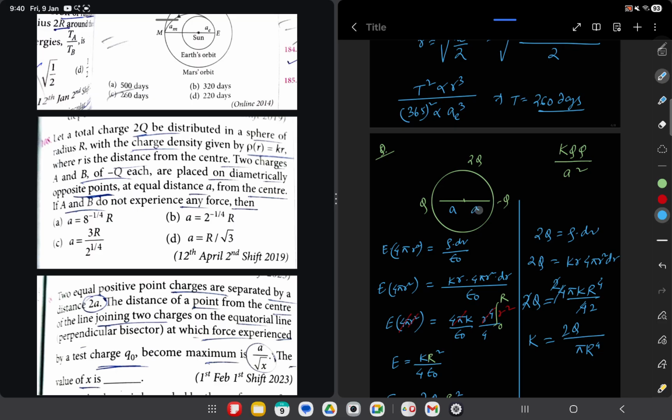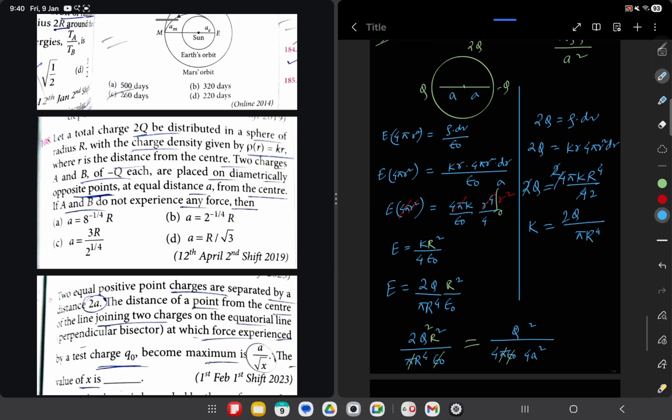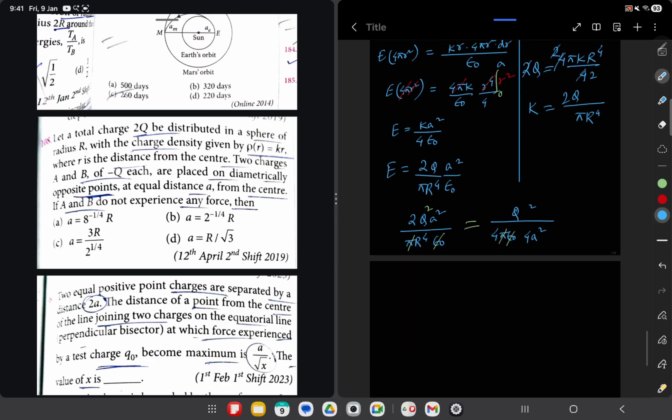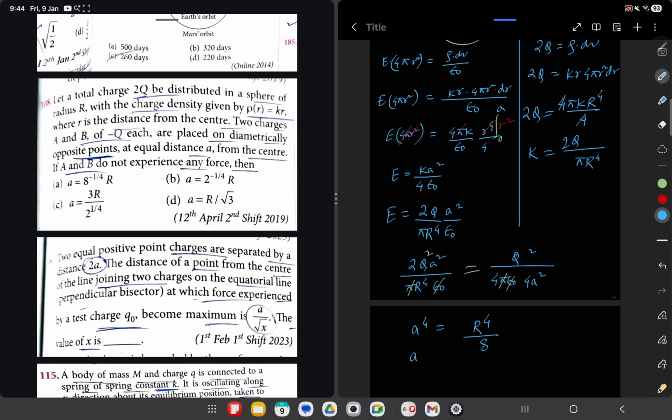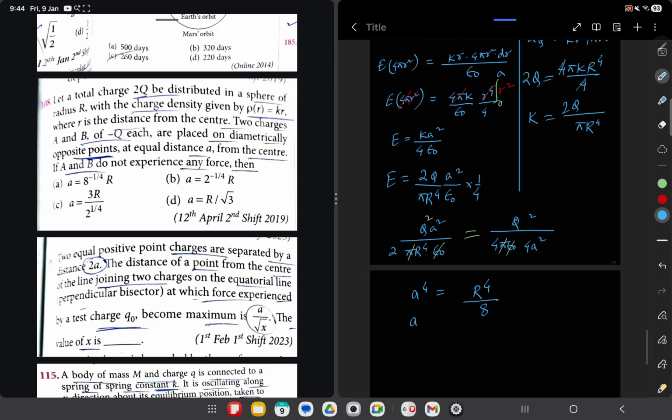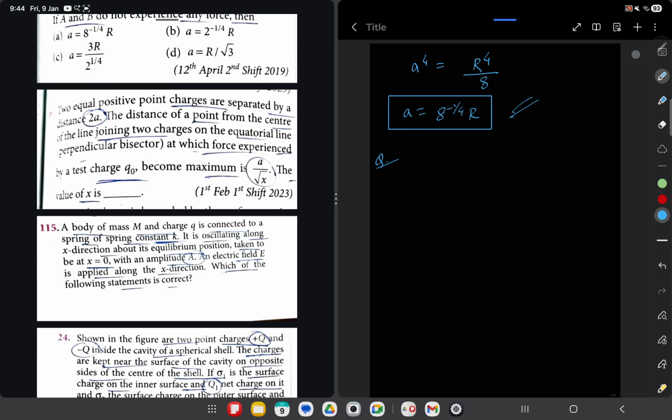Sorry, as it has been said that these are diametrically opposite points, you will be applying 0 to A, not R, 0 to A. So this will be A. So this total is coming A to the power 4 equal to 8, R to the power 4. I made a mistake here. This is the 1 by 4, so this will be 2. So this is R to the power 4 by 8. So A will be 8 to the power minus 1 by 4. The calculation is a bit hectic, but this is the solution.